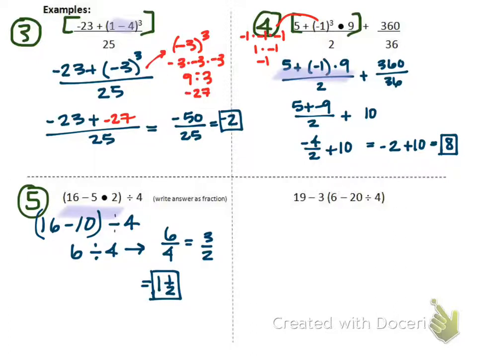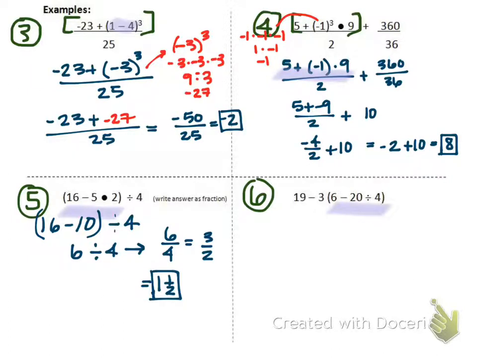The sixth example we're going to take a look at is also a little less complicated than our 3 and 4 examples up above, and says 19 minus 3 times the quantity of 6 minus 20 divided by 4. When I take a look at this, I'm going to say I need to work from this parentheses and organize that first. And I'm going to have to divide before I do that subtraction.